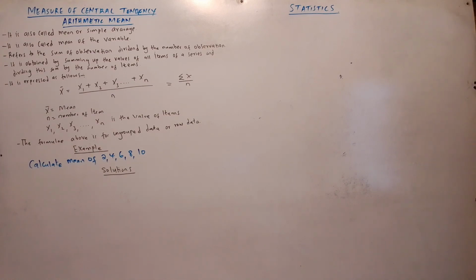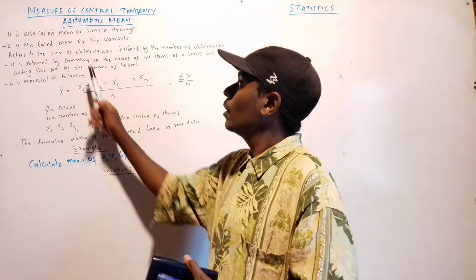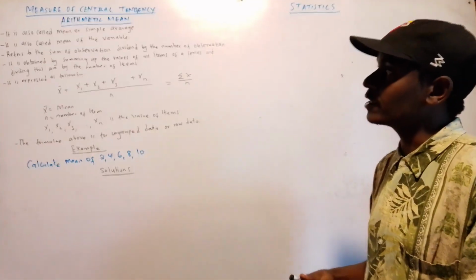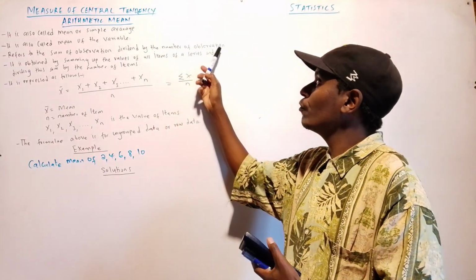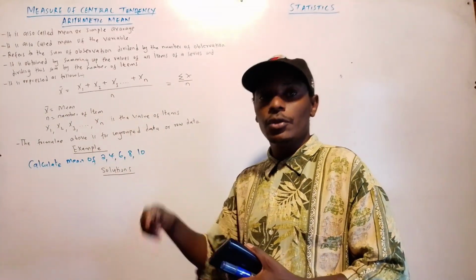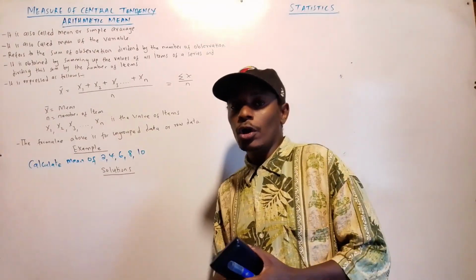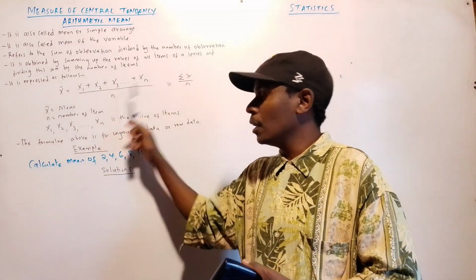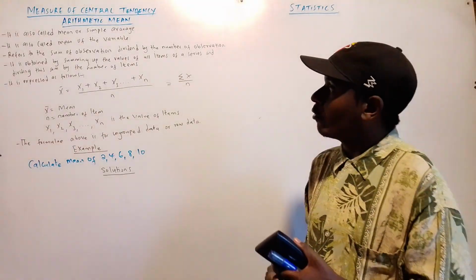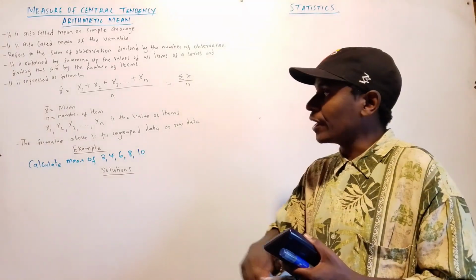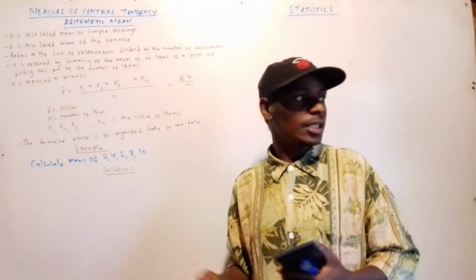Now arithmetic mean is also called mean. Some people call it the simple average, and other people call it the mean of the variable. It refers to the sum of the observations divided by the number of observations. When you take all the observations, x1 plus x2 plus x3 up to xn, and divide by the number of observations, n, we shall get our mean. That mean is what we call the arithmetic mean.